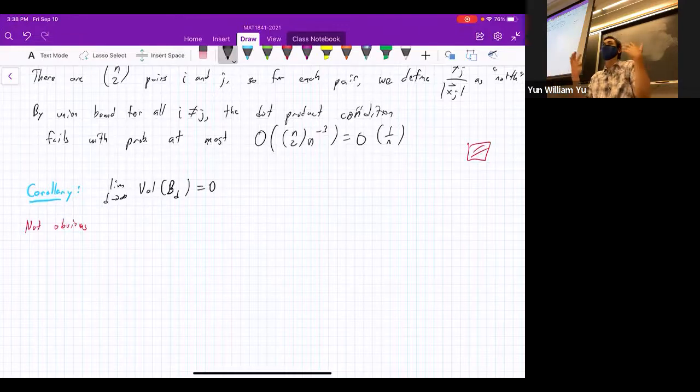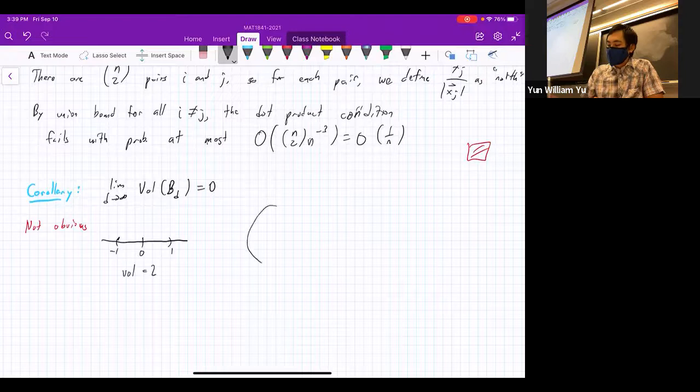Well, let's look in low dimensions and see if we can see this kind of behavior happen. So what happens in low dimensions? Well, let's say we're in dimension 1, and we have 0 here. This is -1. This is 1. Well, what's this volume? Just 2, right? So volume is equal to 2. What about if you have a circle with unit radius? Well, what's the volume of that?